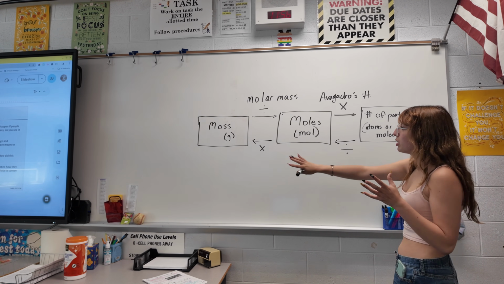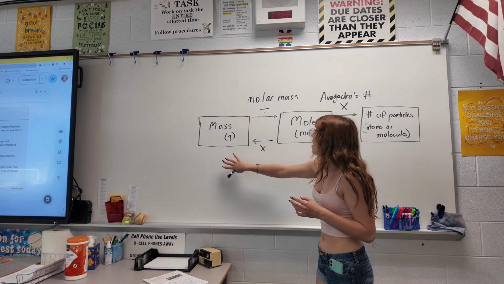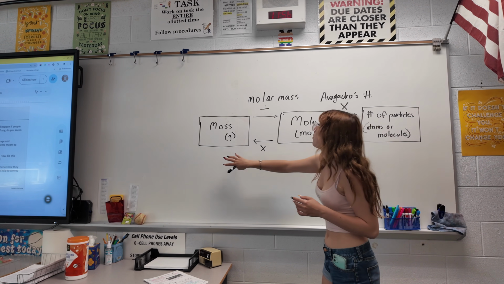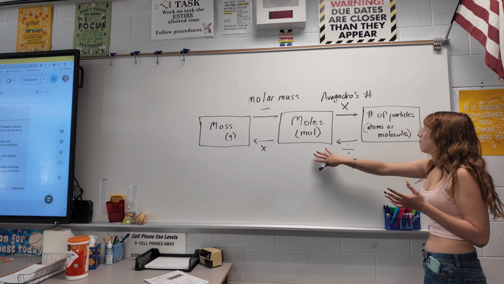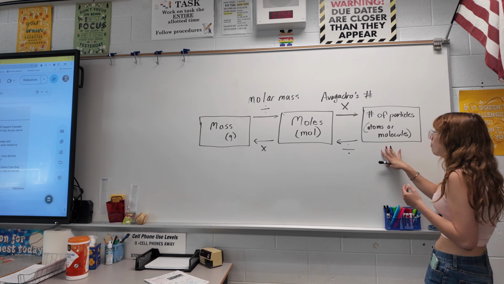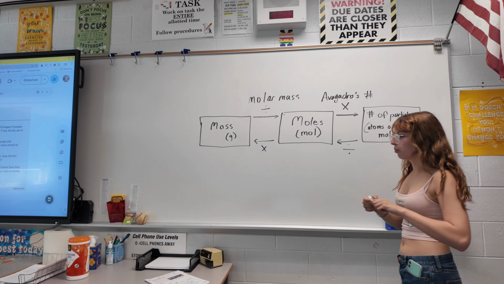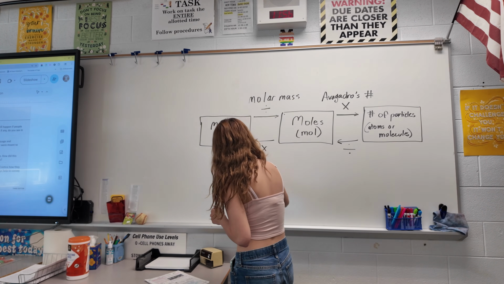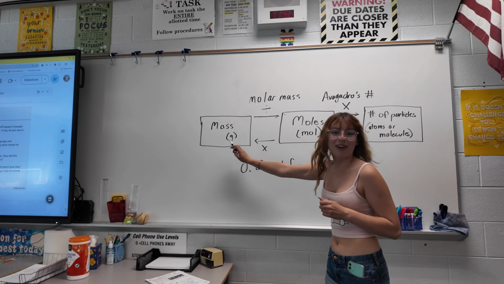In order to go between each of them, you can use this helpful little system. If you're going from moles to mass, you multiply by the molar mass, but if you're going from mass to moles, you divide by the molar mass. Same thing for Avogadro's number, going from moles to number of particles, and number of particles to moles, which is pretty cool.